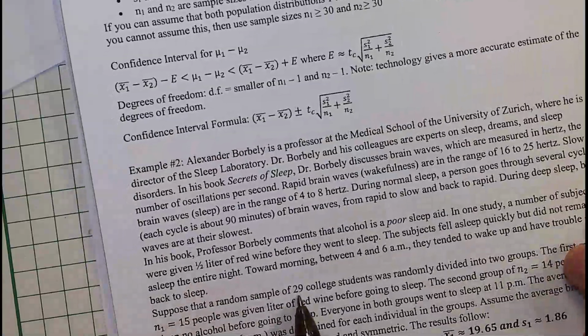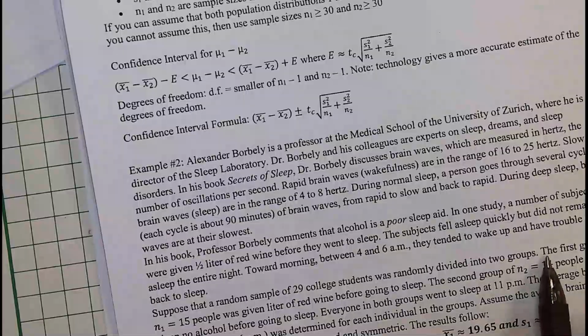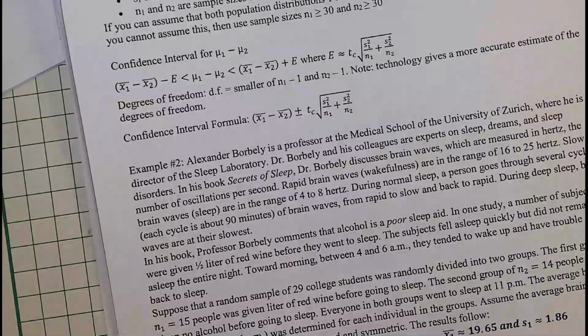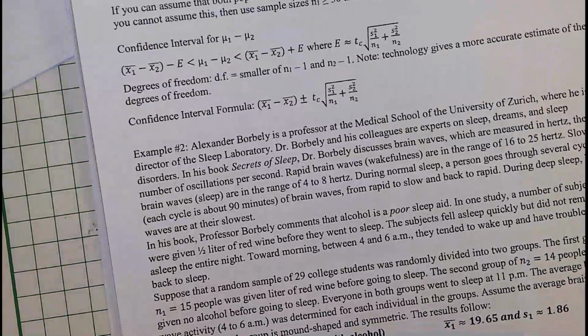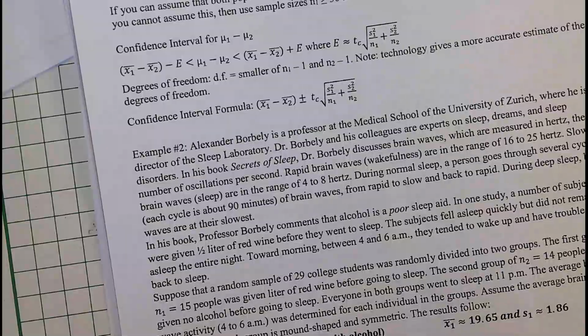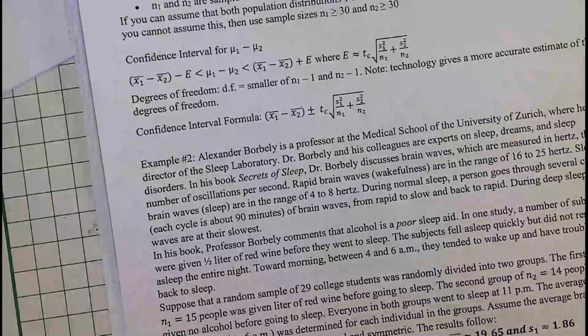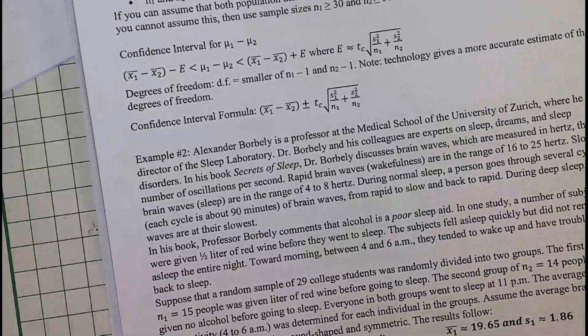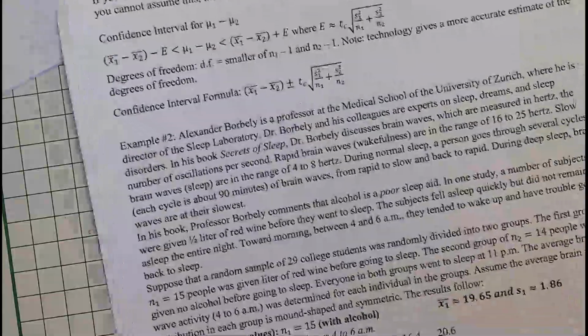Suppose a random sample of 29 college students were randomly divided into two groups. The first group was given a liter of red wine. The second group was given no alcohol before going to sleep. Everybody in both groups was asleep at 11 p.m. The average brainwave activity was determined for each individual in the group. The brainwave distribution of each group is mound-shaped and symmetric, so it's normal. Okay, so there's your data there.